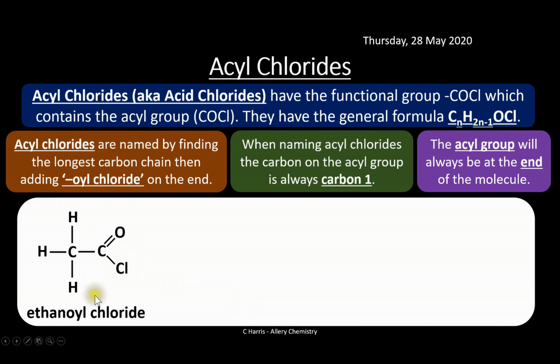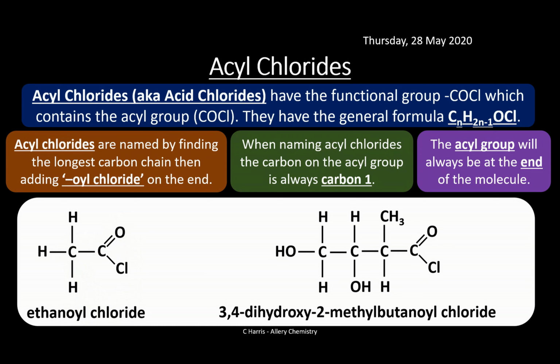So this is ethanoyl chloride. Okay, so we had oyl chloride at the end. So ethanoyl chloride, that's the first one. It can get more complicated versions like this. So this is going to be 3,4-dihydroxy. So you can see here we've got 3 and 4, 2-hydroxy. So we've got dihydroxy, 2-methyl butanoyl chloride. So I've really thrown everything at that one. Okay, so just make sure you're aware of how to name these things. Very, very similar to carboxylic acid. So there's nothing massively new there.